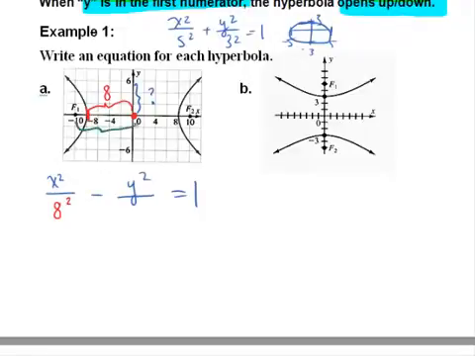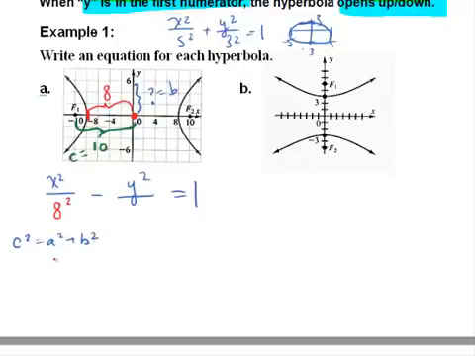So this distance from the center to your focus point here is 10 units long. So we know a squared, let's say. We know c squared, the distance to the focus. What we don't know is b squared. So to find b, we're going to use that formula that we talked about. c squared equals a squared plus b squared.